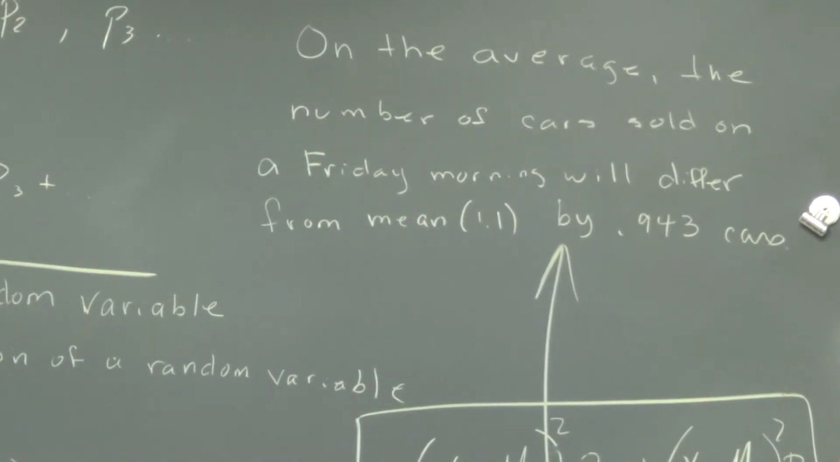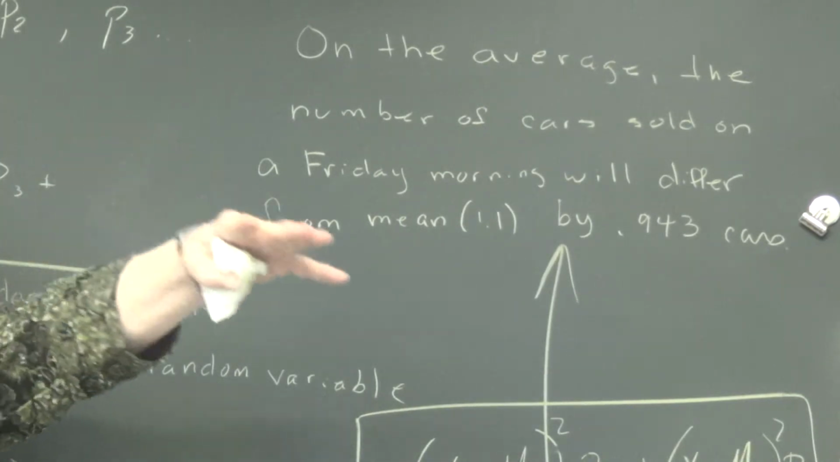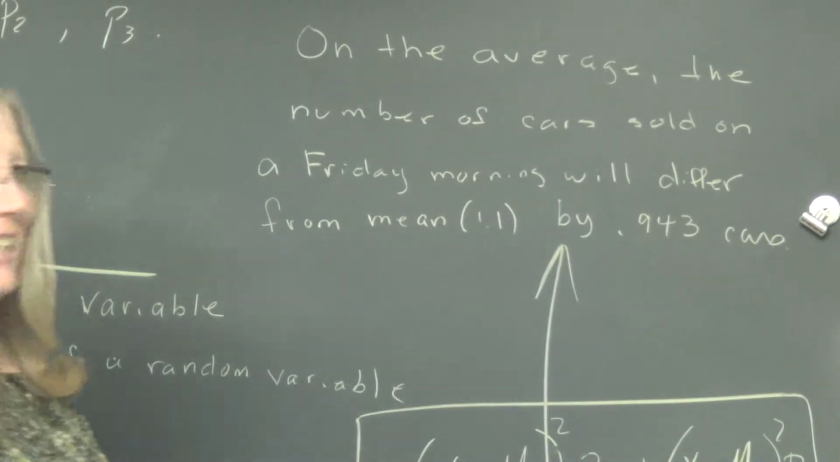All right, let's look at that. That's a lot of cars compared to 1.1. So there's really a very big spread. You know how some distributions have hardly any spread? This looks like a big spread. Good point, I like that.